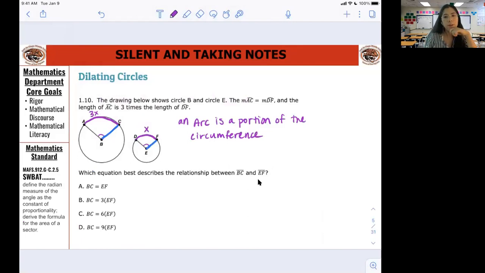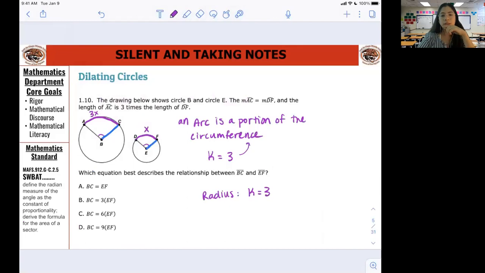Is it k or would it be k squared? Okay, so Rio says the scale factor is 3. Good. The scale factor is 3. If the scale factor is 3 for the circumference, what would be the scale factor for the radius? Also 3, because they're both the same. Which one's different?